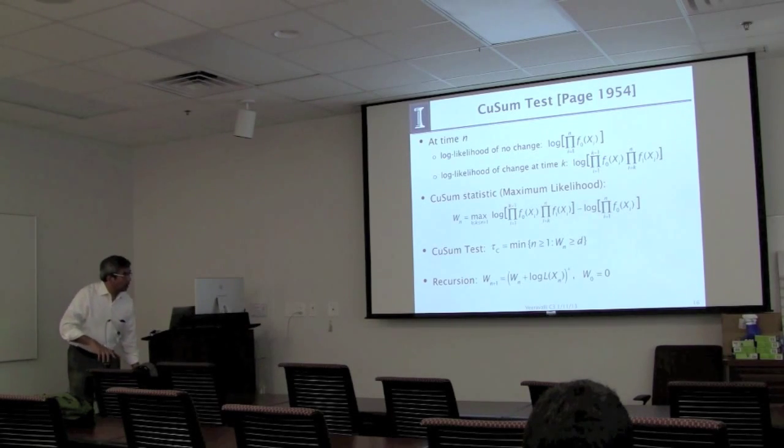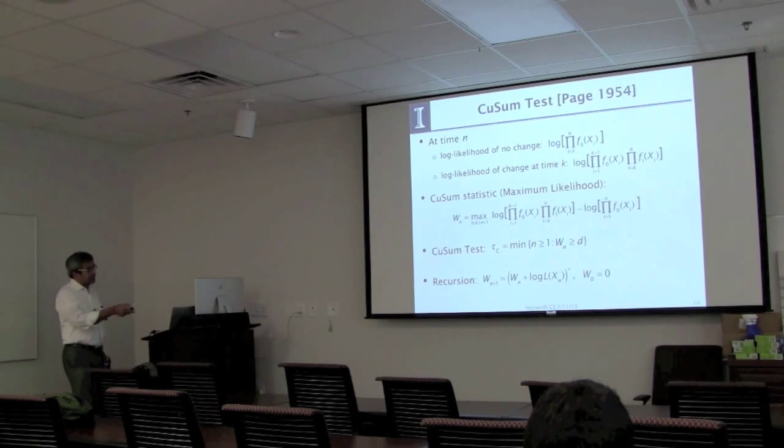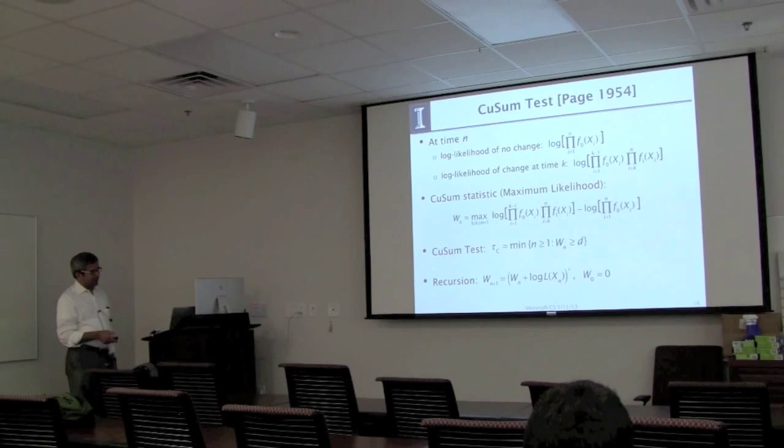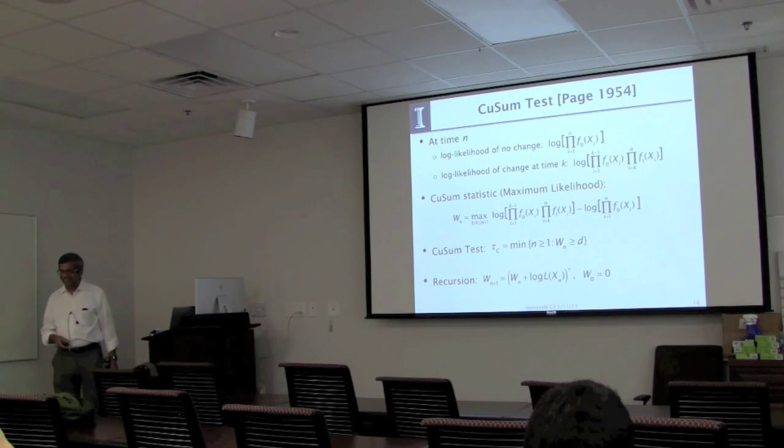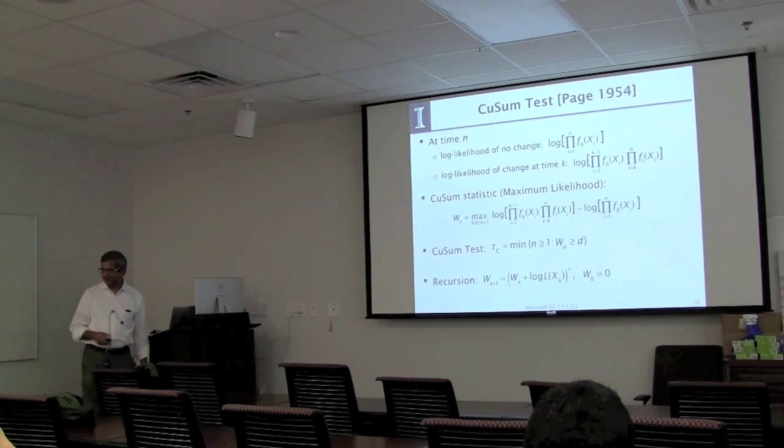It turns out that you can write this maximum likelihood statistic using a nice recursion. People who've studied queuing models will see this looks a lot like a queue, a G/G/1 queue or whatever, with an arbitrary input process. The queue length has to always be positive, and the statistic actually always remains positive.